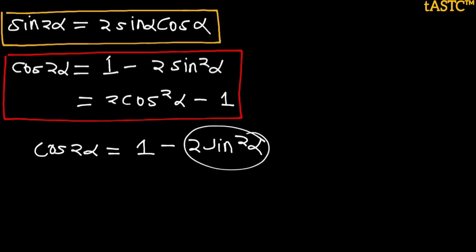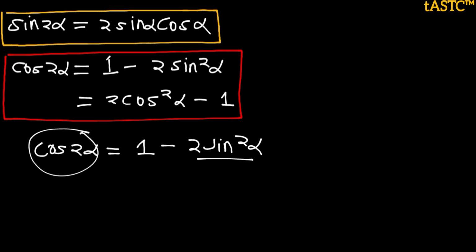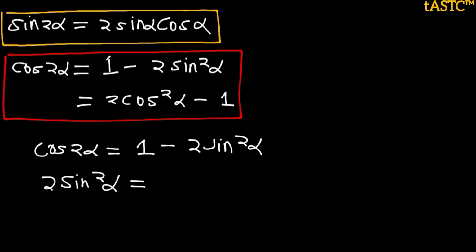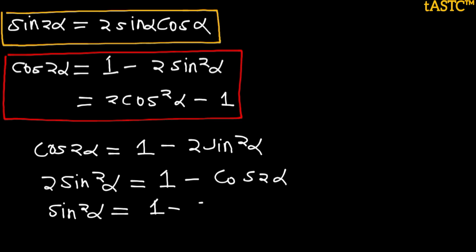Now I could make sine squared alpha the subject from here. So how to do that? I need to take this to the other side, then I'm going to take this to the other side. So this is going to give me 2 sine squared alpha equal to 1 minus cos 2 alpha. Now I want to take this 2 away from here. Take note, 2 is actually the coefficient of this function. This is actually the squared form, so this number is different from this one. In order to do that, we need to divide through by 2. So doing that, we're going to have sine squared alpha equal to 1 minus cos 2 alpha, divided by 2.